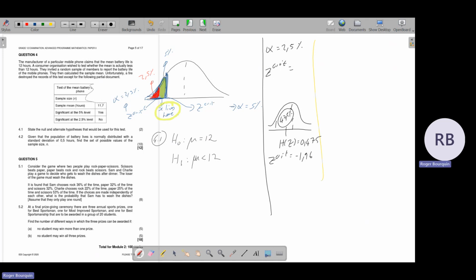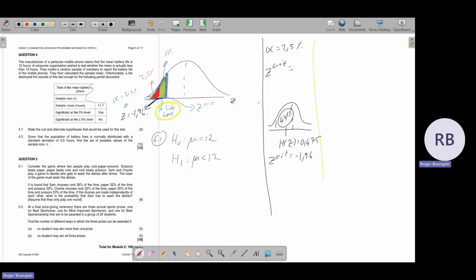So if I look at my Z score here, the Z score there is equal to negative 1.96, right?